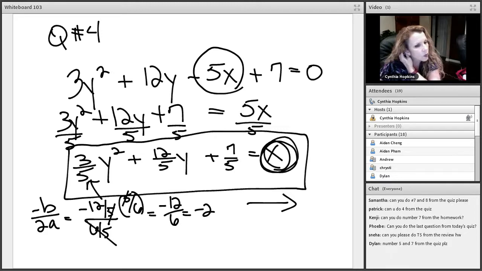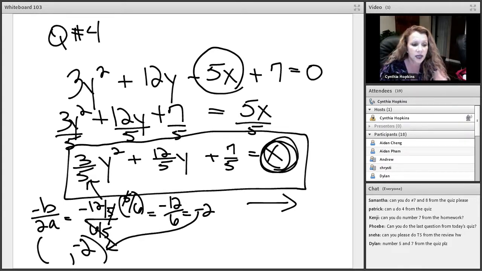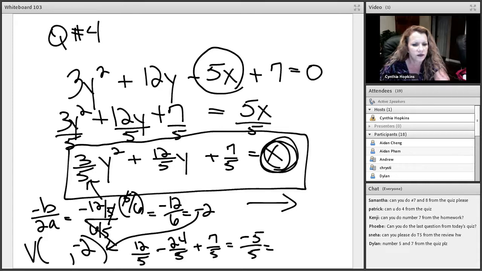Now that's the y coordinate of my vertex, because if you're wondering, how did she know it was the y coordinate, not the x coordinate? It's because when you go to find the missing coordinate, look at your equation. You're going to go and plug that in for y. Okay, so my negative 2 squared is 4 times the 3/5 gives me, I'm going to jot it down right here, 12/5. Then I plug in my negative 2 for the y in the second term, and I get minus 24/5, and then plus 7/5. And so I get negative 5/5, which equals negative 1. And there is my vertex, negative 1, negative 2.